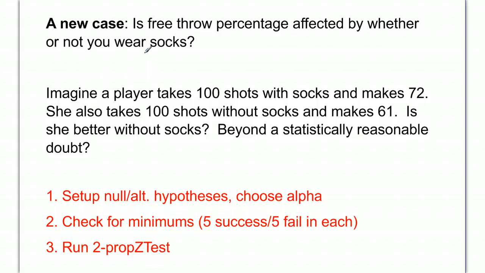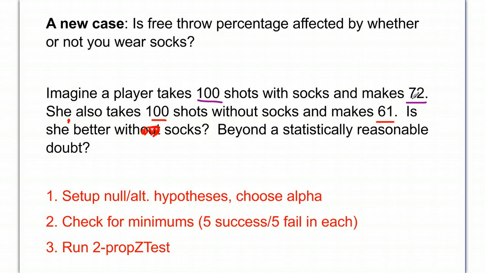So let's look at this new case. Is free throw percentage affected by whether or not you wear socks when shooting your free throws? Let's imagine here we have some data. We have a player takes 100 shots with socks and makes 72. She also takes 100 shots without socks and makes 61. Is she better without socks? Well, clearly not. So I would say, maybe let's rephrase this, is she better with socks?